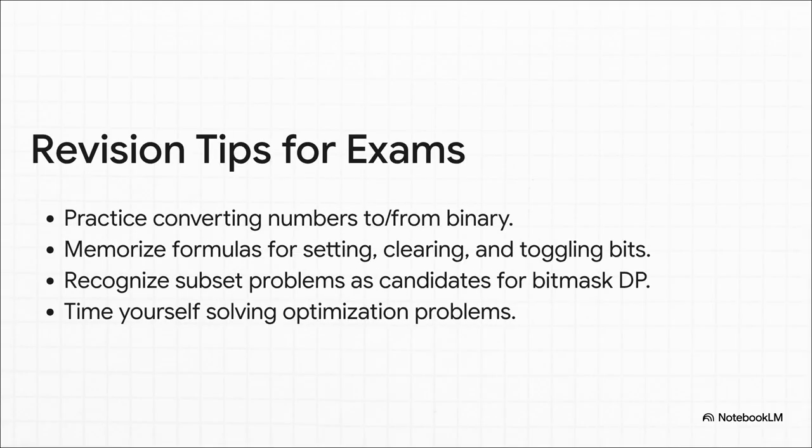So for your revision, you need to get your hands dirty. Practice converting numbers to binary and back on a whiteboard until you can do it in your sleep. Memorize those formulas for setting and clearing bits like they're your own phone number, and really train your brain to recognize the pattern of a bitmask DP problem. Finally, practice against the clock. Solving these problems fast comes from muscle memory.